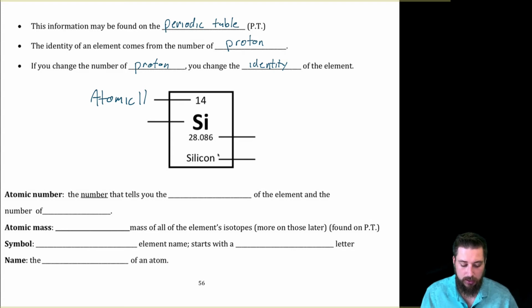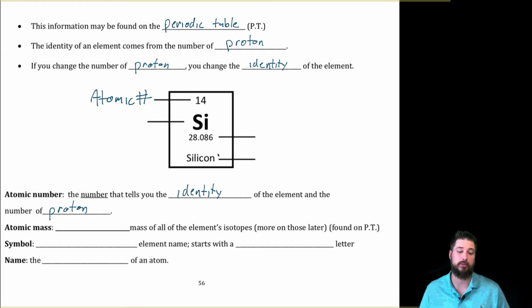And this number tells you the identity of the element, and it tells you the number of protons. So it tells you the identity and the number of protons. So, for example, silicon has 14 protons because the atomic number is 14.